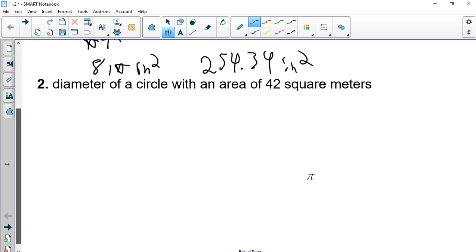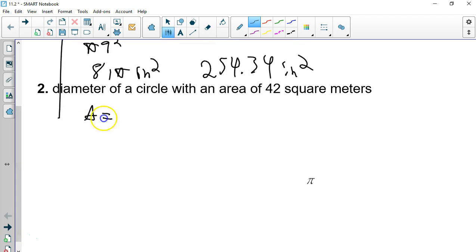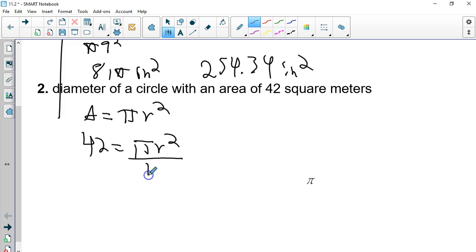Now, working backwards, the diameter of a circle with an area of 42. Well, first we're going to write the formula again. Area equals pi r squared. Now, we know this is 42. Okay? And what we're going to do is we're going to take the area, 42, and we're trying to get to r to get to d, so we're going to divide by pi.